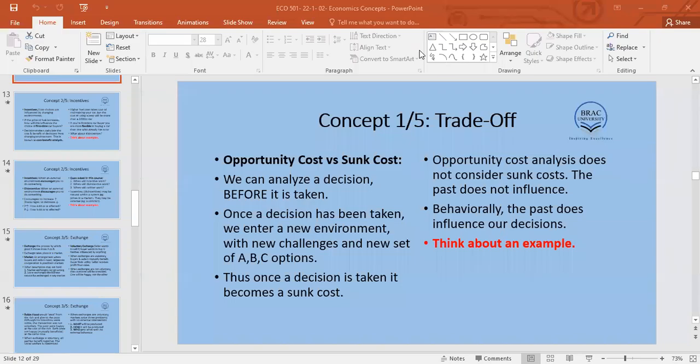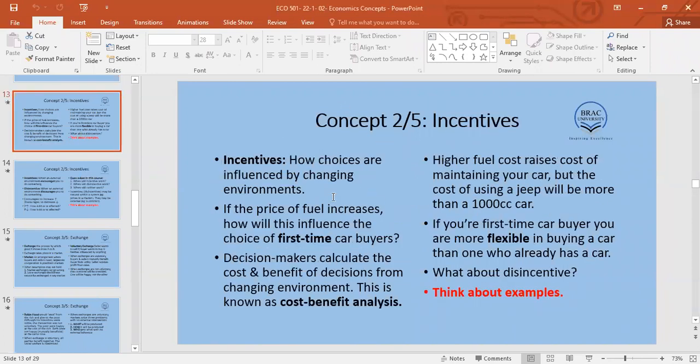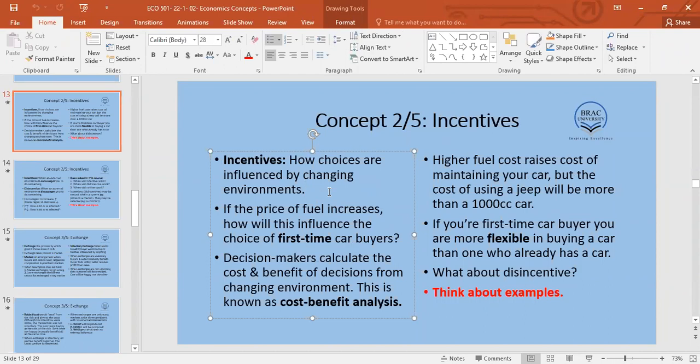What is the disincentive that you just said? Disincentive. Disincentive is just the opposite: incentive is to encourage you, disincentive is to discourage you. Because if we are looking at a forward movement, we also need to know what a backward movement looks like as well. So incentives are how choices are influenced, at the same time not influenced by changing environments.